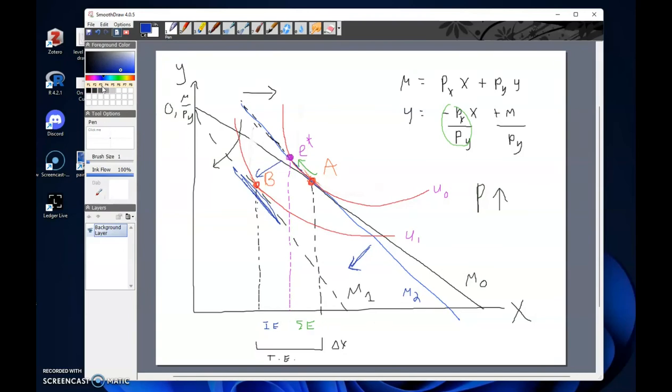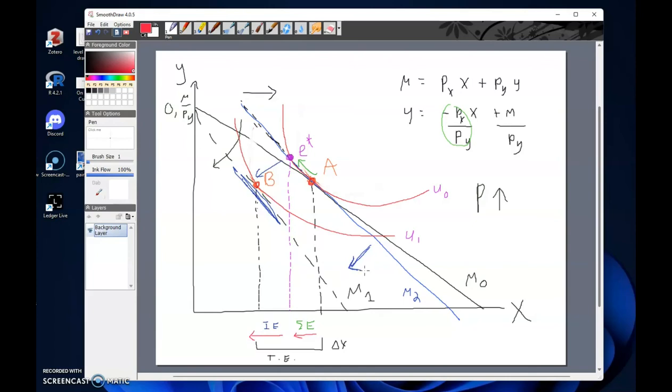Now, to drive this point home, the total effect equals the income effect plus the substitution effect. One important distinction I'd like to make is you might have noticed that the substitution effect and the income effect are going in the same direction. I'll come back to that in a second.